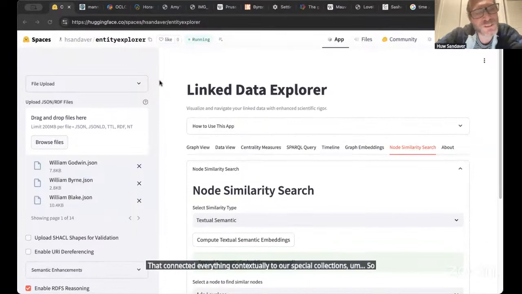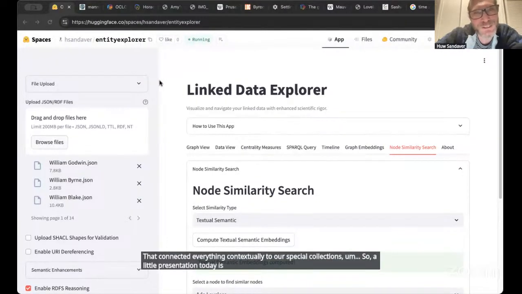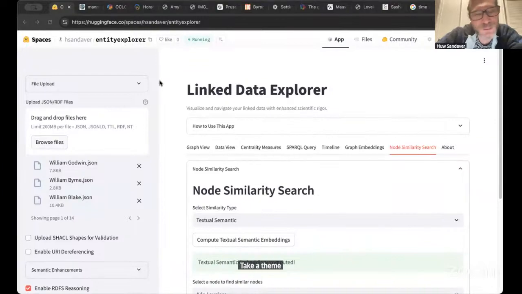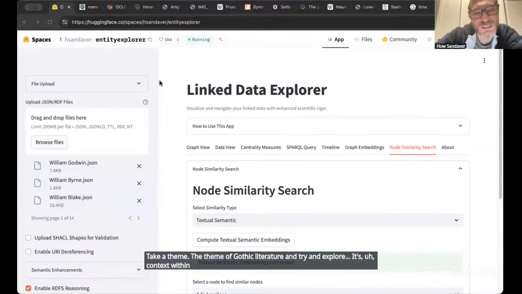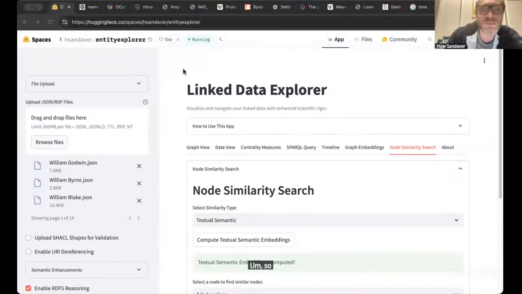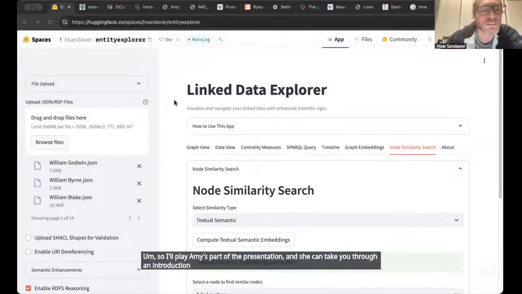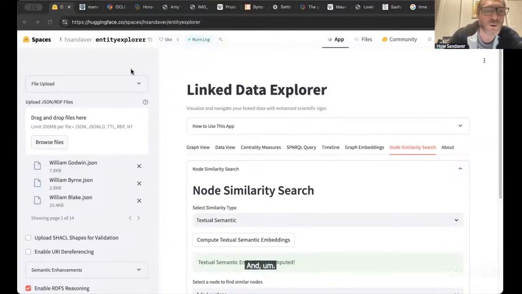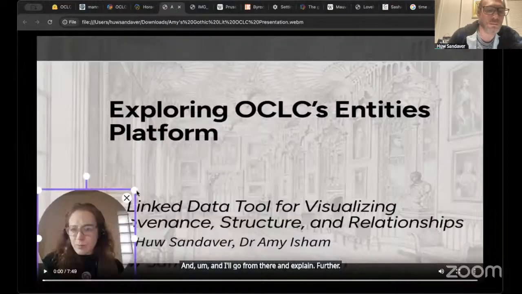So our little presentation today is going to really take a theme, the theme of Gothic literature, and try and explore its context within our collection and how we view the entities from Meridian. So I'll play Amy's part of the presentation, and she can take you through an introduction to that, and I'll go from there and explain further.